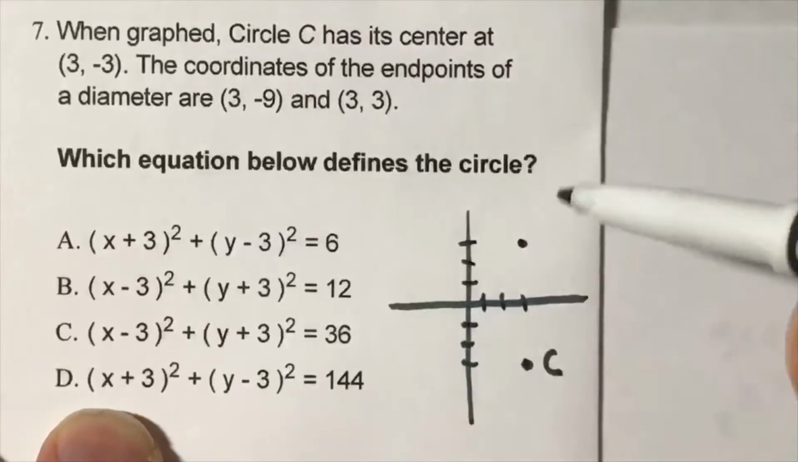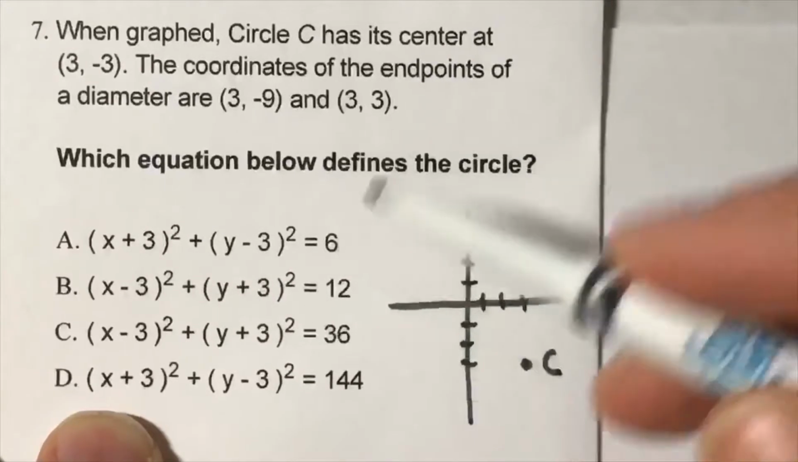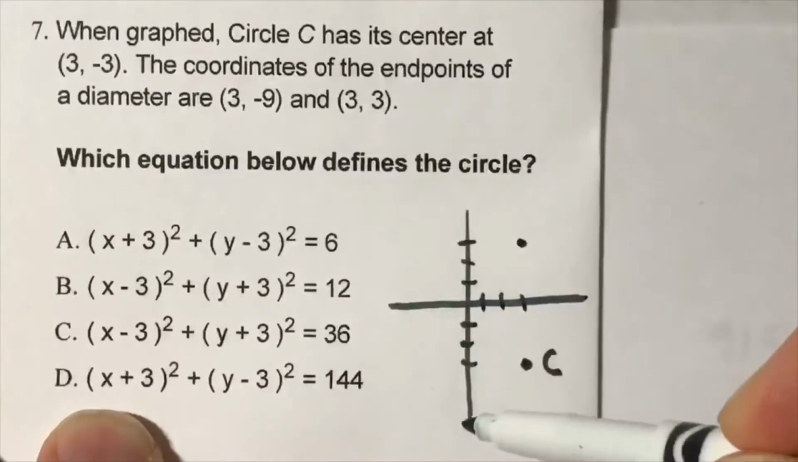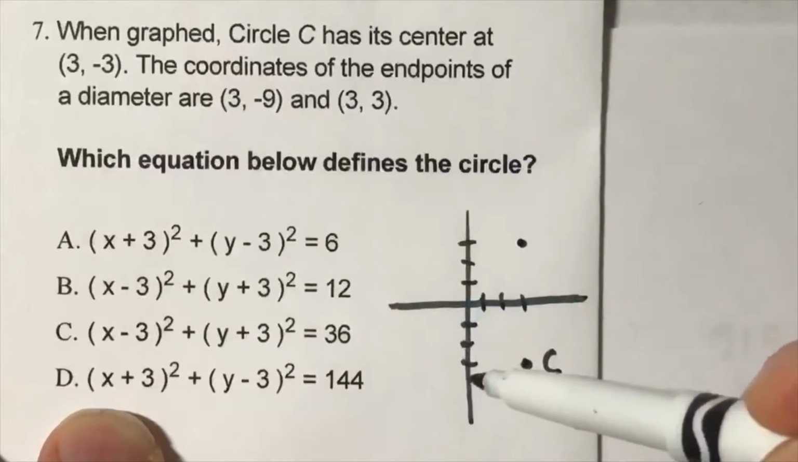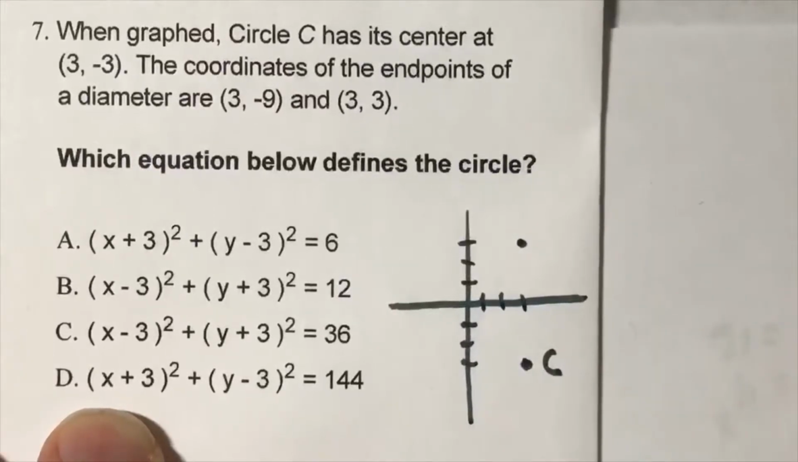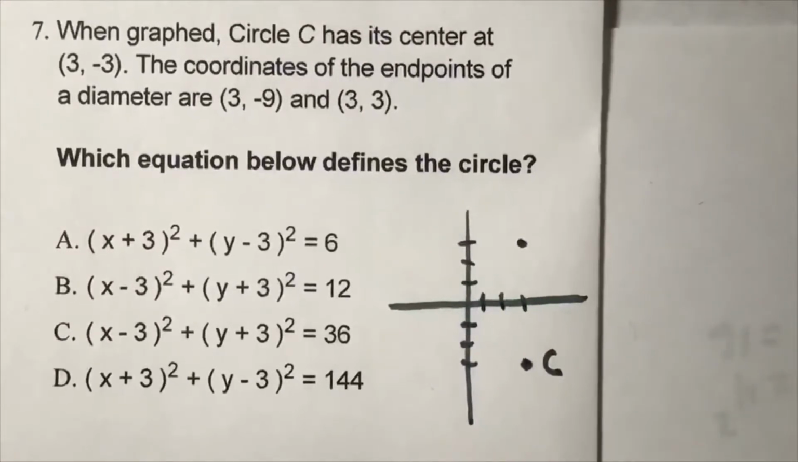And what do we need to recall? To write the equation, we just need the radius. So we really don't need this other endpoint down here. We could draw that in, that'd be easy to get those additional markings in and come down. But from the center to a point on the circle is all we need, and that's the radius.